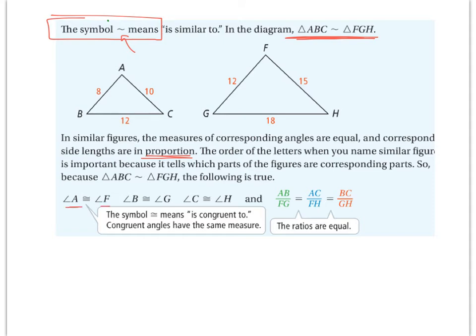A matches up with F. So I always say first letter goes with first letter. Angle B is congruent to angle G. Middle letter is congruent to middle letter. And then finally, angle C is congruent to angle H. Third letter and third letter. And then similarly, we can follow that order to match up which sides are in the same ratio.